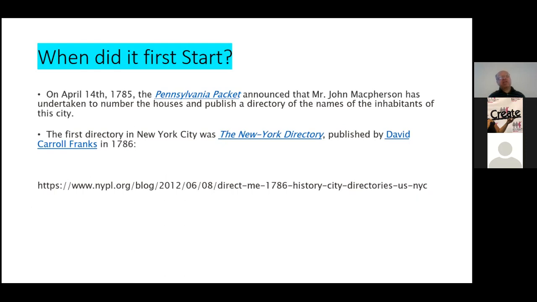Now, I always like to take a step back and say, when did it first start, the city directories? Well, it talks about April 14th, 1785, the announcement that Mr. John McPherson undertook to publish the number of the houses, then published a record of the names of the inhabitants of the city. It's Baltimore, Maryland. So the earliest one was 1785. Now, the first directory in New York City was published in 1786. So again, as you look at the record types, begin to recognize that there's some very, very old records that are open to us. And it's another tool.